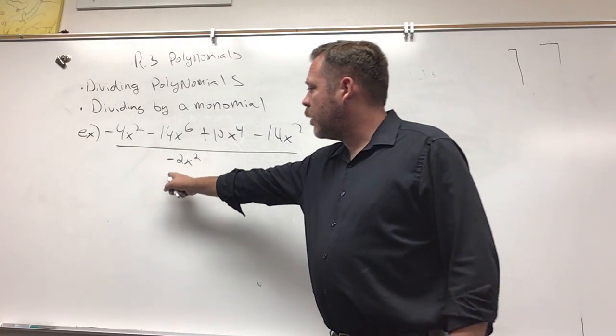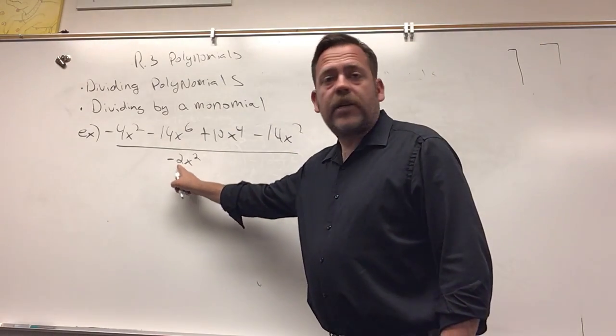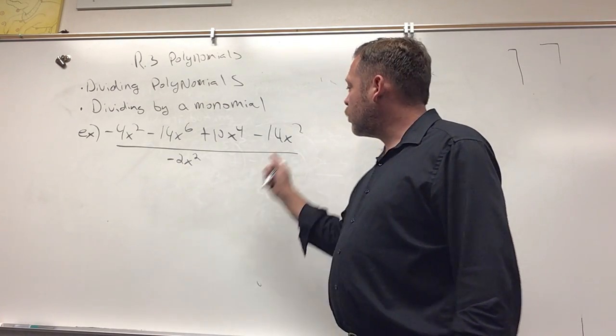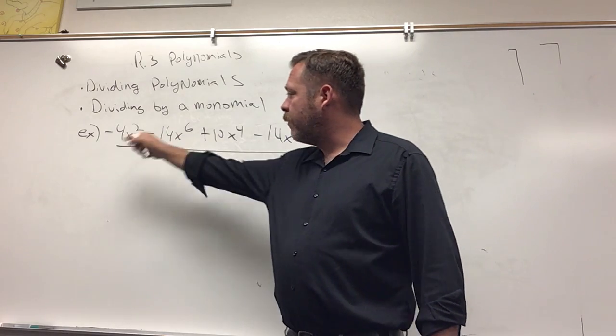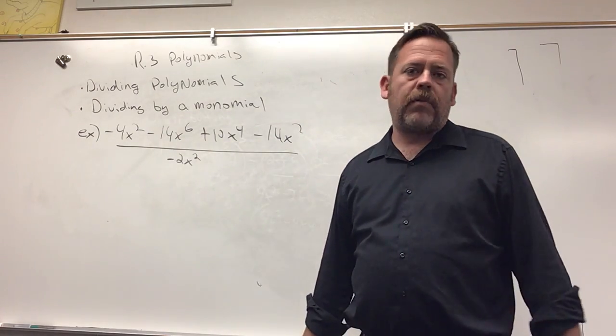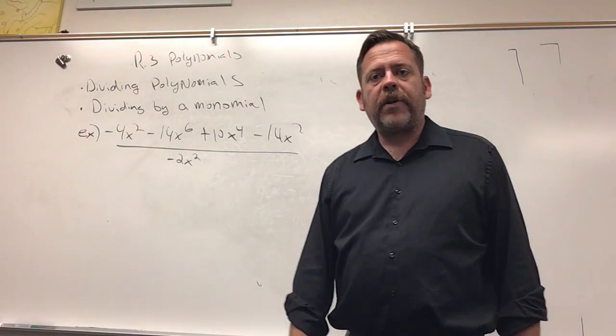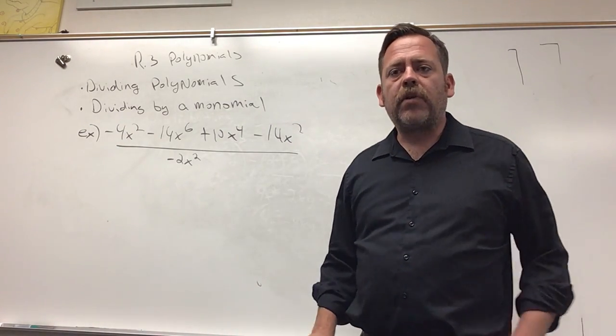So notice that a monomial just has one term. It's not separated by addition or subtraction. There's multiple terms in this one. There's 1, 2, 3, 4 terms. Well, that's a polynomial. Well, they're all polynomials. But when it has one term, it's a monomial. And dividing by a monomial is the simplest one.